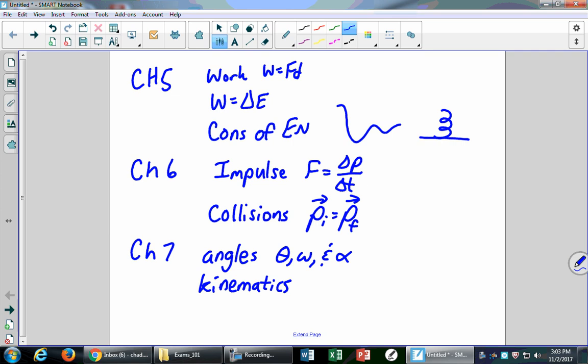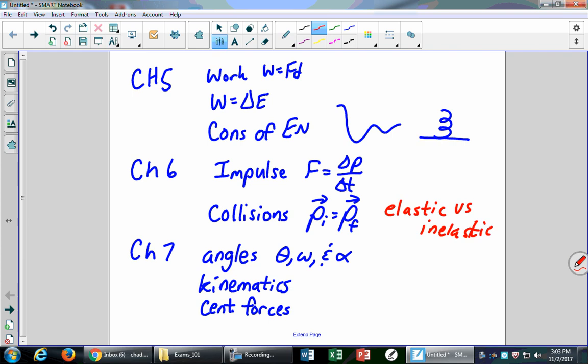And then also centripetal forces. Both calculating centripetal forces and just knowing what a centripetal force is. Let's see, a couple other, I'll miss this, but just sort of some details about collisions, elastic versus inelastic. Just definitions that you need to know.